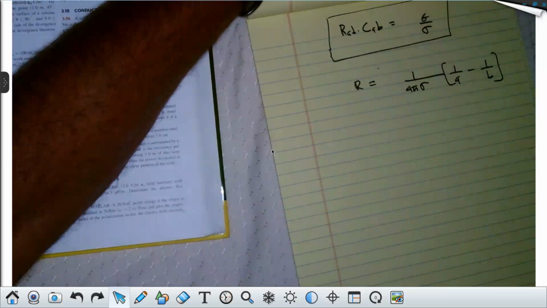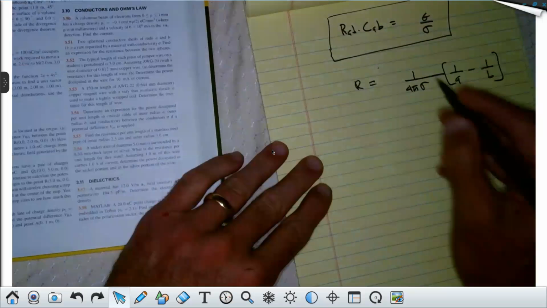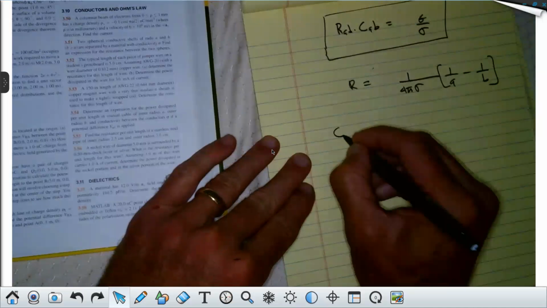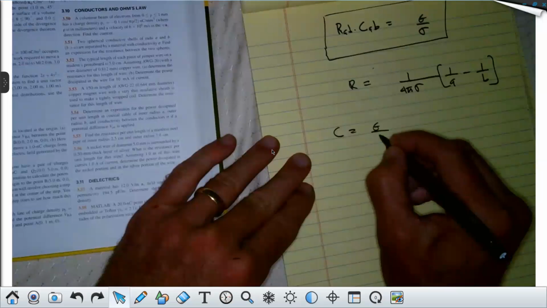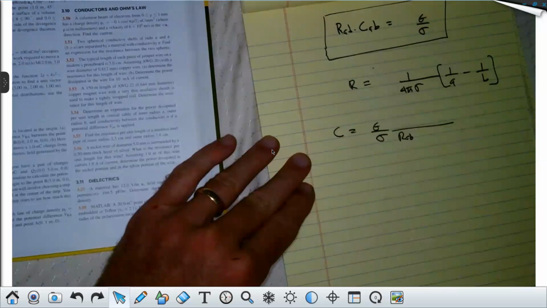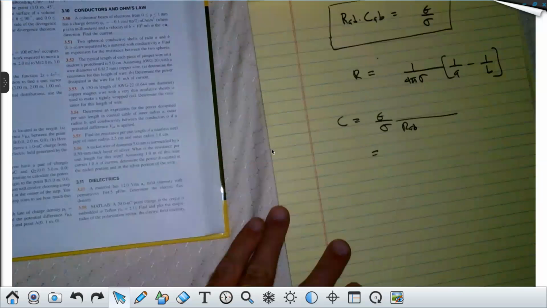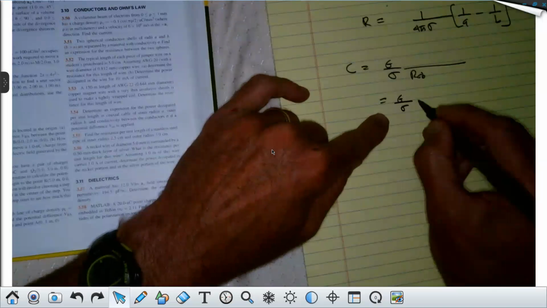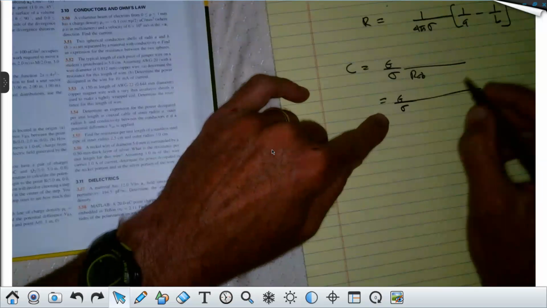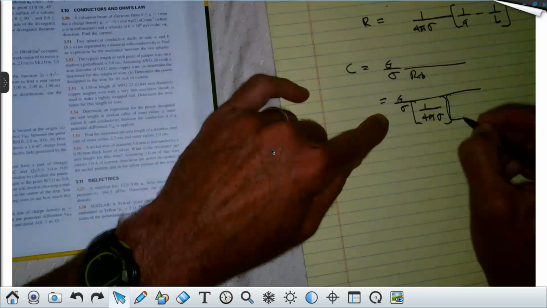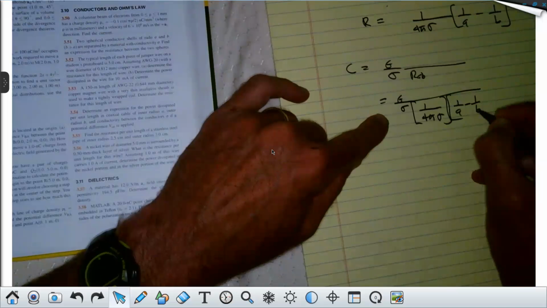I want the capacitance between A and B. So according to this, the capacitance would be equal to epsilon over sigma divided by R_AB. That would be equal to epsilon over sigma, and now I have to divide by R. So I have to divide by 1 over 4 pi sigma times 1 over A minus 1 over B. Do you all see what I'm doing?